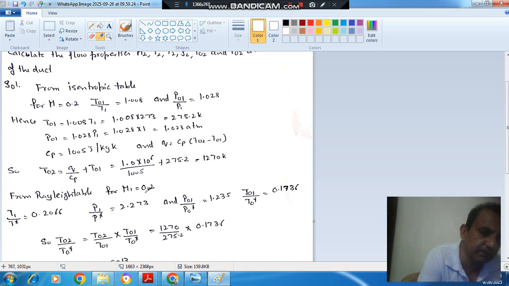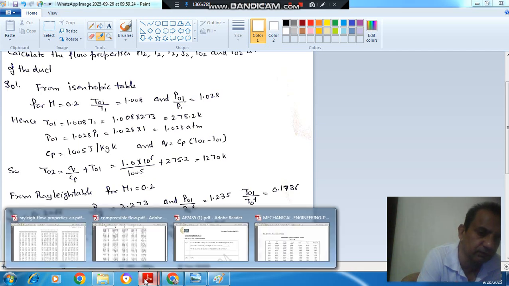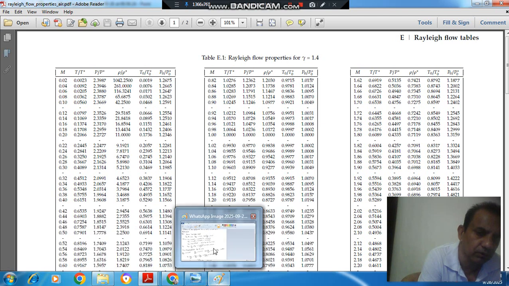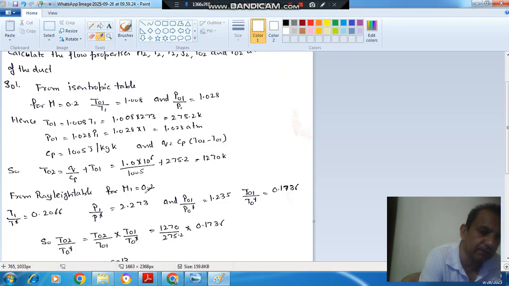Now we'll use the Rayleigh table corresponding to 0.2. We'll see the various properties. So this is your Rayleigh table, and this line corresponds to 0.2, and we'll note down the various property relations, that is T by T star, P by P star, rho by rho star, T naught by T naught star, and P naught by P naught star. So we can read this and note down the properties corresponding to the initial Mach number 0.2. Here T is T1, P is P1, P naught is P01, and T naught is T01, for Mach number M1 equal to 0.2.